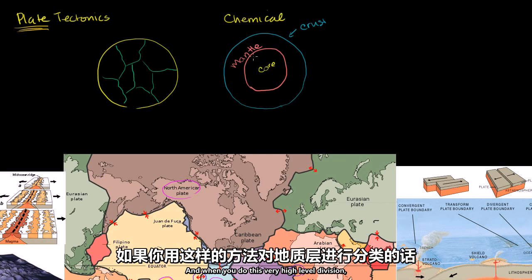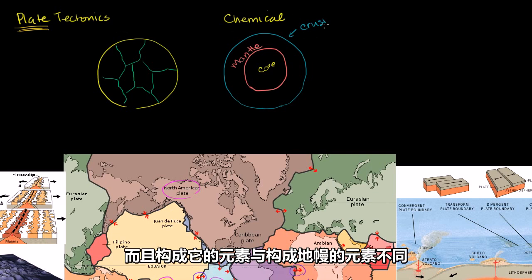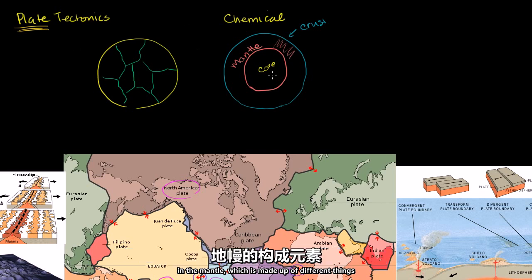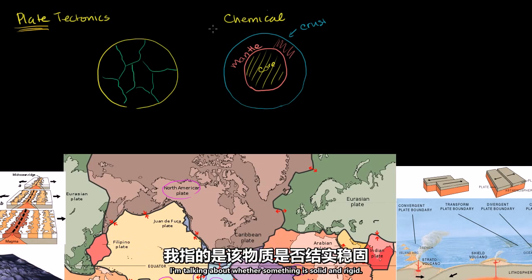And when you do this very high-level division, these are chemical divisions. This is saying that the crust is made up of different types of elements. Its makeup is different than the stuff that's in the mantle, which is made up of different things than what's inside of the core. It's not describing the mechanical properties of it. And when I talk about mechanical properties, I'm talking about whether something is solid and rigid.